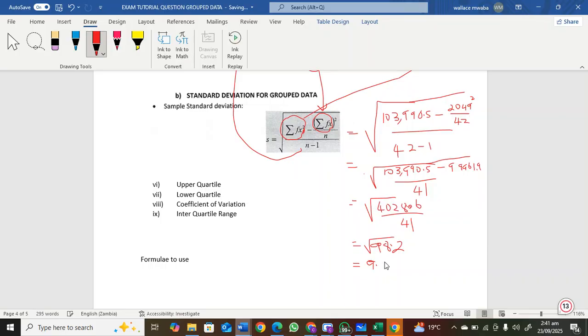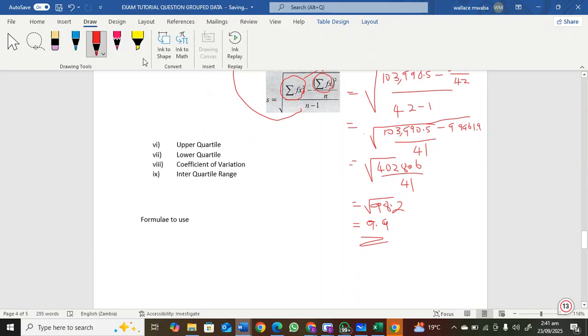So this is a small standard deviation. The data values on average are not far apart from the mean. They're close to the mean on average. Then next we go to the quartiles.